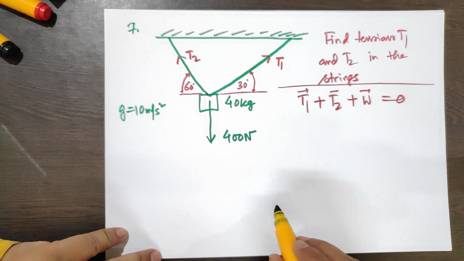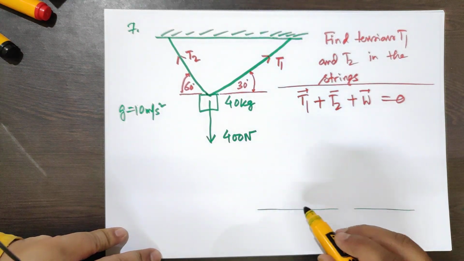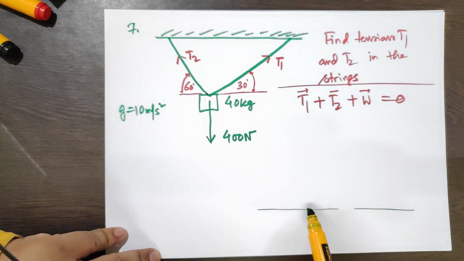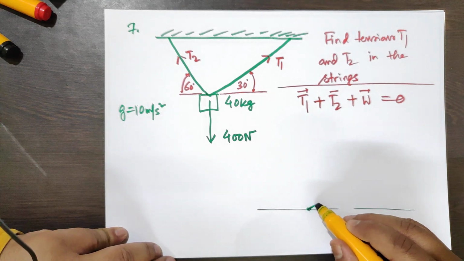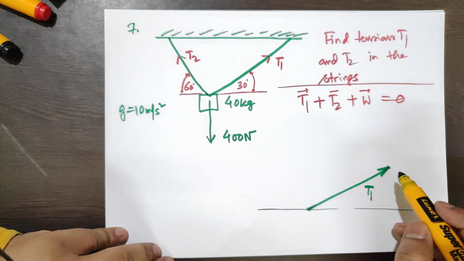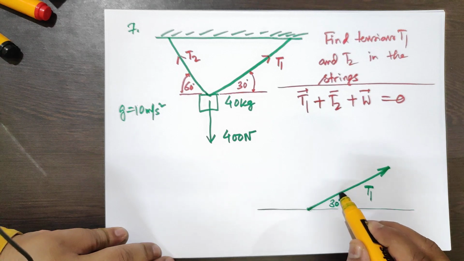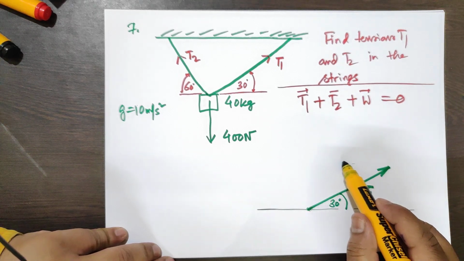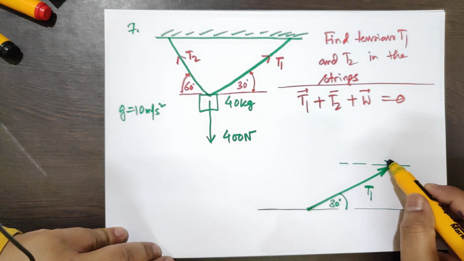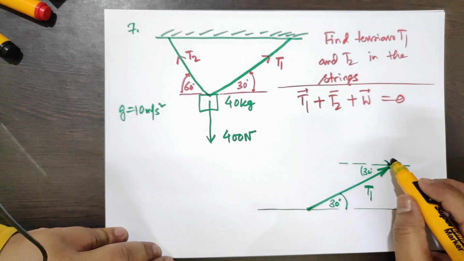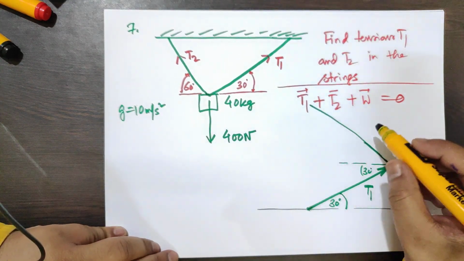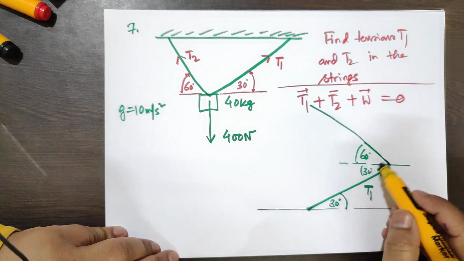Now the first vector will be T1, and the tail of the last vector will coincide with this point. That's T1, magnitude is also T1, it's not known. This angle is 30 degree. Now this vector tail here, so this should make 60 degree. See, this is also 30 degree, so that is 60 degree, means like this. Oh boy, it forms 90 degree.